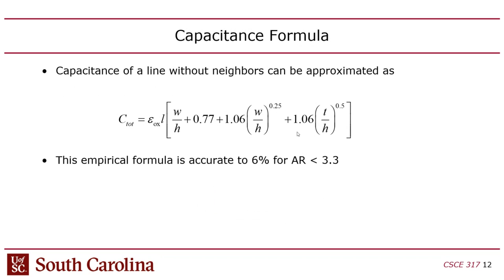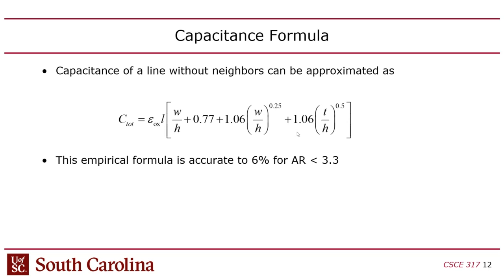So there's this formula in the book that says the total capacitance is the oxide dielectric constant, also called permittivity, epsilon ox, times the length of the wire, and then you multiply it by width over height plus 0.77 plus 1.06 times the width over the height raised to the 0.25 power, so basically the fourth root, plus 1.06 times thickness over height to the 1/2 power, which is the square root.